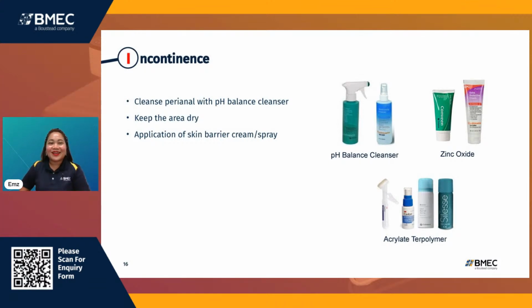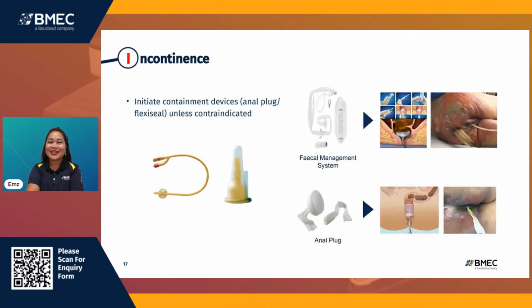Okay. Regarding the incontinence, we should also remember the pH level of the patient, especially in the perianal area, to balance the pH. Of course, less than 6 would be acidic. So we need to clean and take note to always keep the area dry and use zinc oxide or any cream that will help to protect the skin of the patients. Okay, next slides, please.